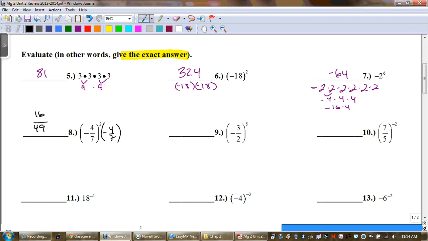Now, number 9. Once again, we check, can we reduce the inside? And we can't. So that goes to both of those. We pretty much did the same thing here. 4 squared and 7 squared, that's 16 and 49. Okay, so this is saying negative, because there's 5 of them, we know our answer is going to be negative. 3 to the 5th, 2 to the 5th.